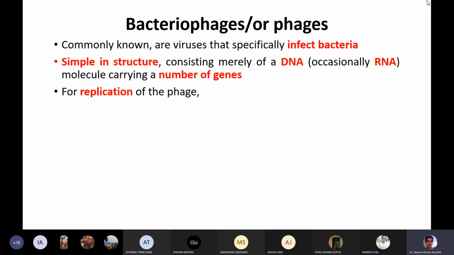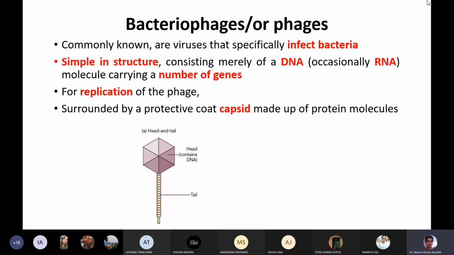Okay, so the next thing is bacteriophages, or simply called phages. As the term bacterio is there, and phage is the term we use for viruses, simply they are the viruses of bacteria. They are the viruses which infect bacteria.